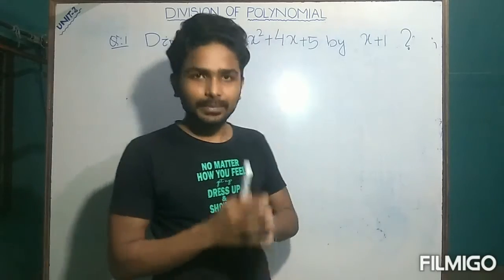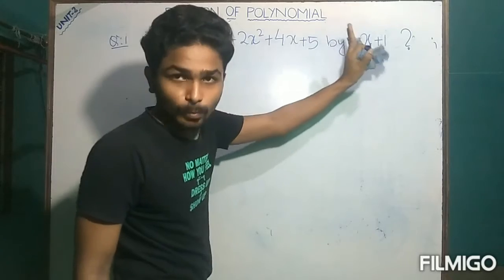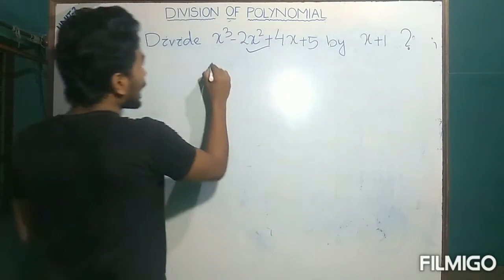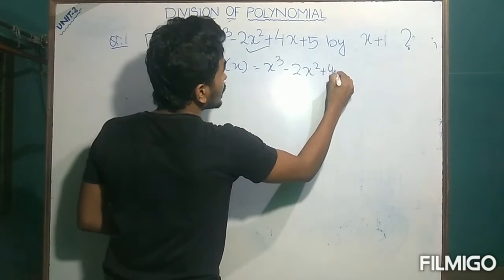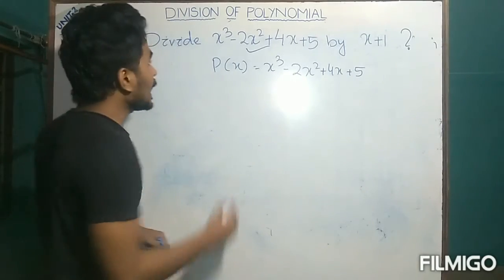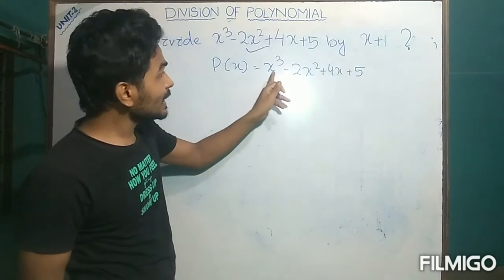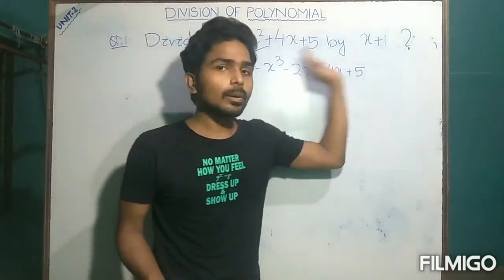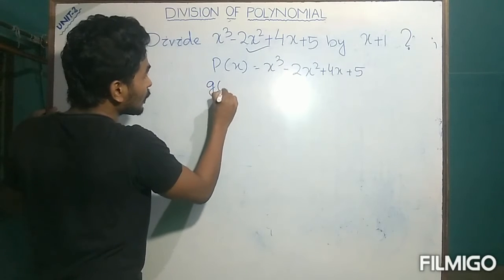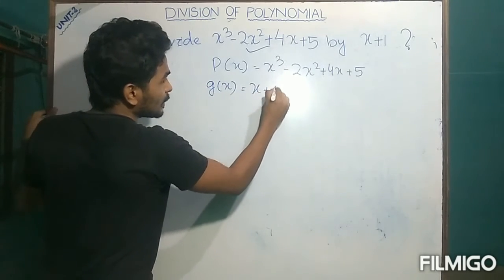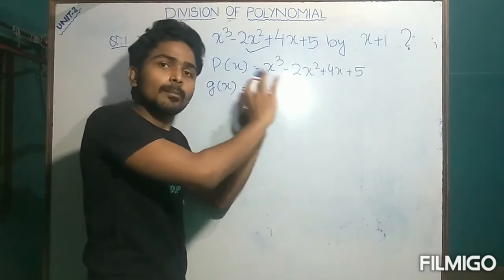So now let us perform some division. Here we have to divide x cube minus 2x square plus 4x plus 5 by x plus 1. So here this one is the dividend. So we can write p of x is equal to x cube minus 2x square plus 4x plus 5. Let us see whether all the terms of the dividend are arranged in decreasing order of their degree. Yes. This is 3, this is 2, this is 1, this is 0. Then this is the divisor, and the divisor is written in the form g of x. So it will be x plus 1. It is also arranged in decreasing order of its degree. So both the dividend and divisor are properly arranged.